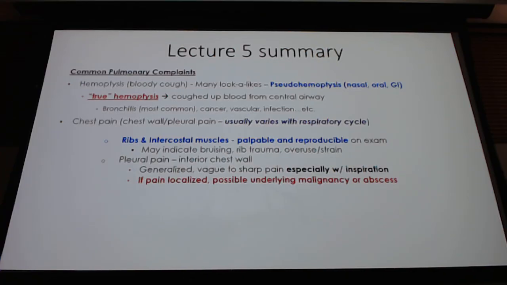All right, common pulmonary complaints. These are the last two. We talked about hemoptysis. The two things that I want you to remember about hemoptysis. One, the first step is to rule out pseudohemoptysis. So if you have somebody that's stable, right, looks normal, and they come in and they say, I coughed up blood, your first thought should be, where else could it be coming from?